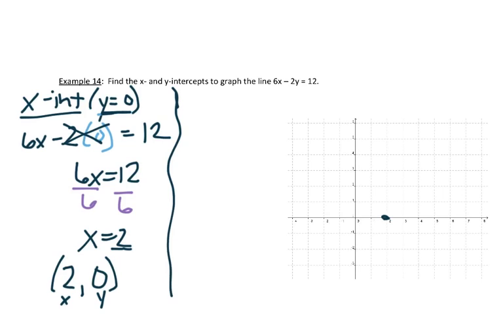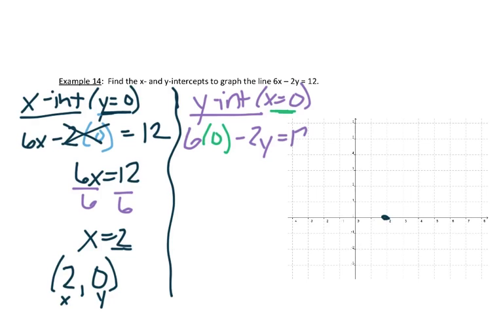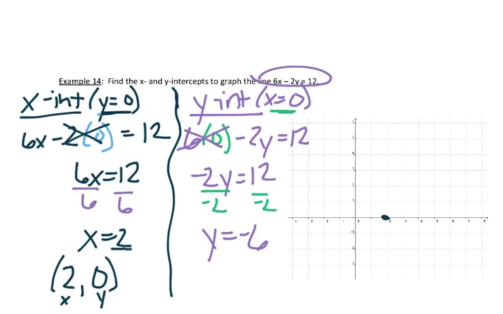Let's do the same sort of thing with the y-intercept. So we'll make x equals 0. So we write our equation, but this time it's this x that's becoming 0 right there. We're going back to this beginning equation each time. Well, 6 times 0 is 0, so that cancels out. So we just have negative 2y equals 12. And then we divide both sides by negative 2. And we get y equals negative 6.